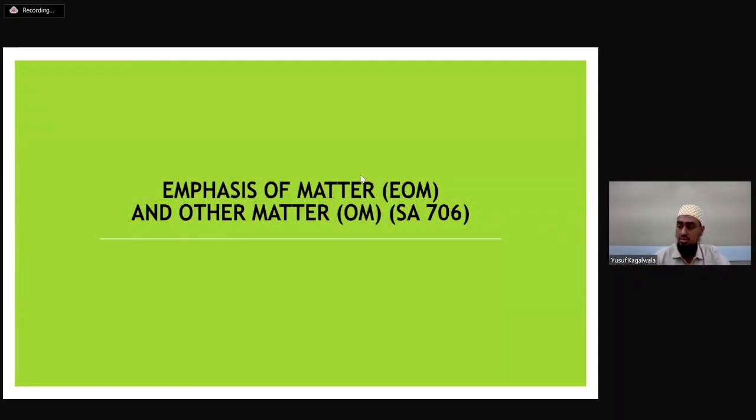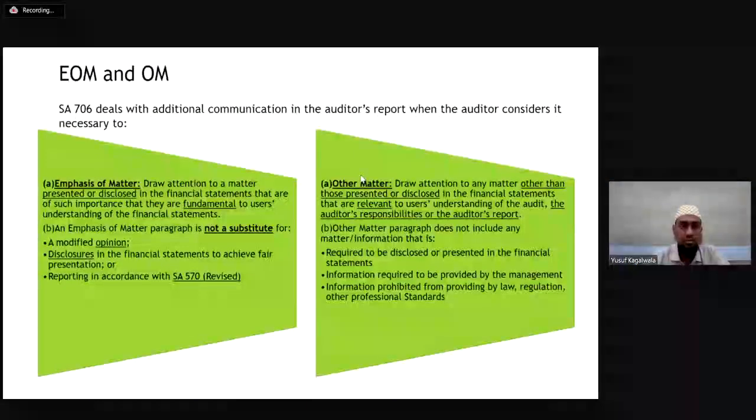Moving on to SA 706. SA 706 is basically emphasis of matter and other matters. Emphasis of matter is quite a detailed standard. It deals with additional communication in the auditor's report. It draws attention to some matters which are already presented or disclosed in the financial statements by the management. They have adequately disclosed them, but these matters are of such importance that they are fundamental to the user's understanding.